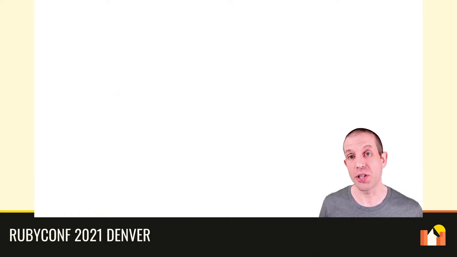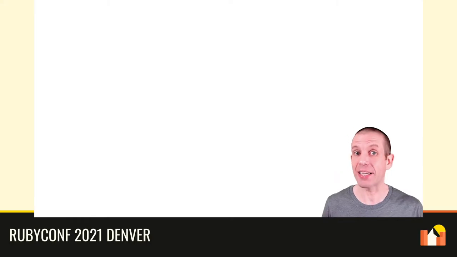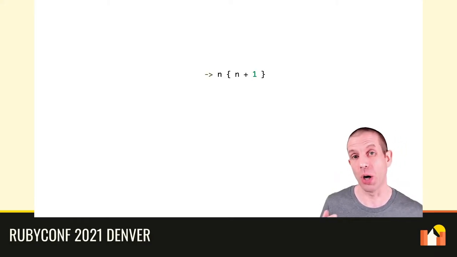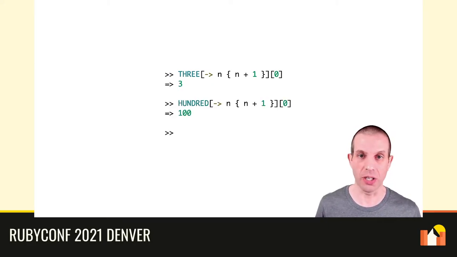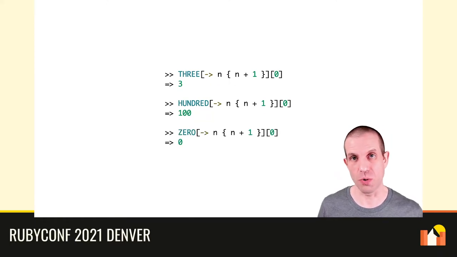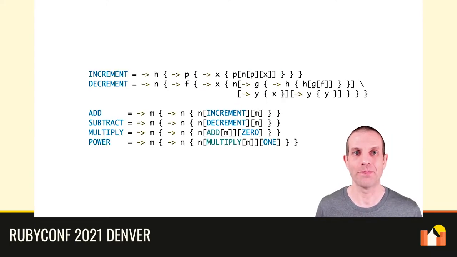These encodings are legitimate because there's a way to convert them back into Ruby numbers whenever we like. If we take the Ruby proc that adds 1 to its argument and call it on the Ruby 0 object 3 times, we get the Ruby 3 object, and the same thing works for 100. If we call it 0 times, then we just get the original Ruby 0 object back.